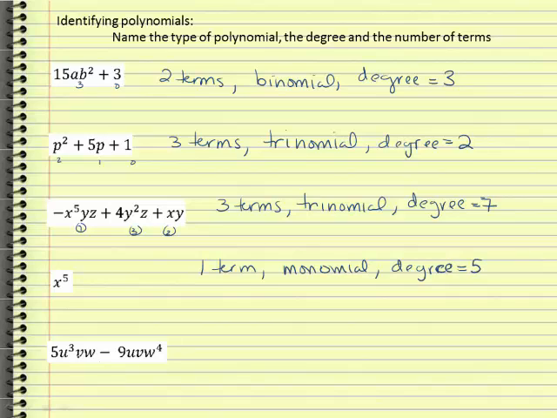And finally I have 2 terms, so we have another binomial, and I have a degree of 3, 4, 5, and 1, 2, 6, so the degree is 6. Now anything larger than a trinomial you just call a polynomial. Monomial, binomial, and trinomial are the only ones that have a special name.